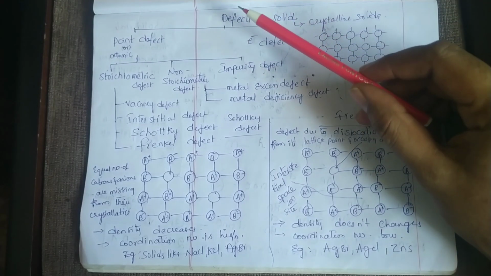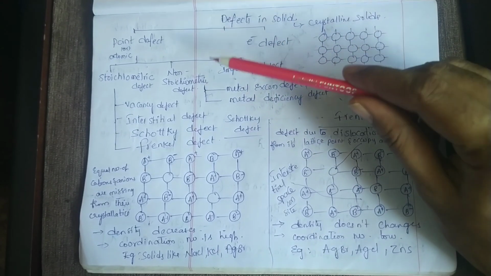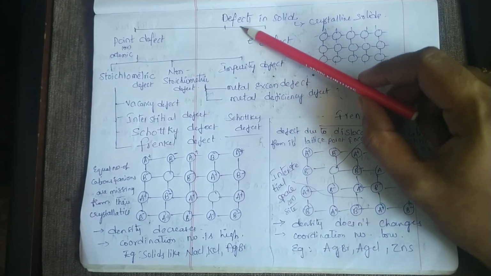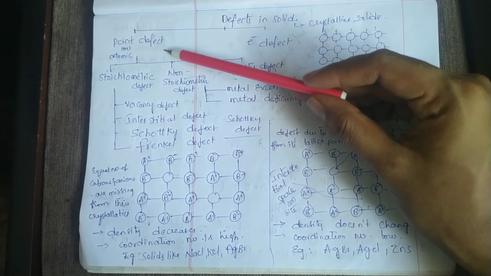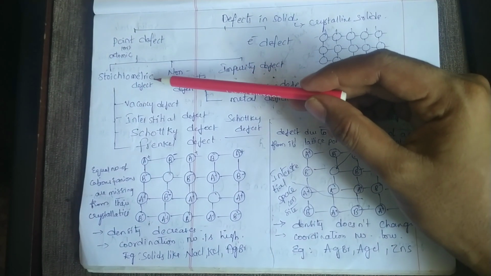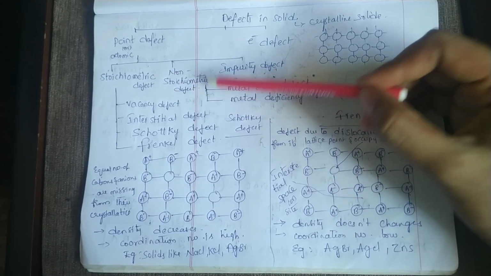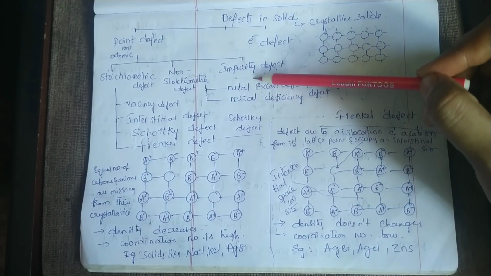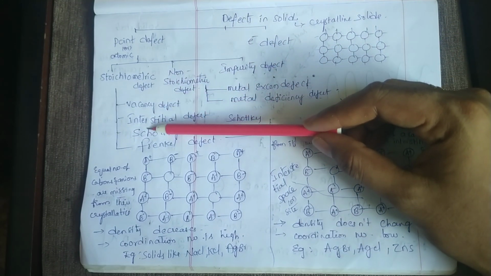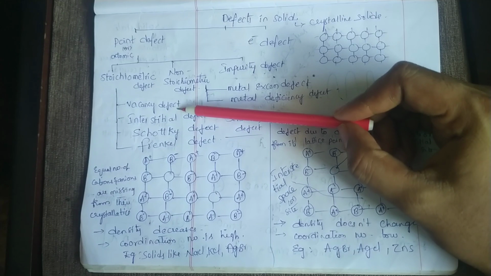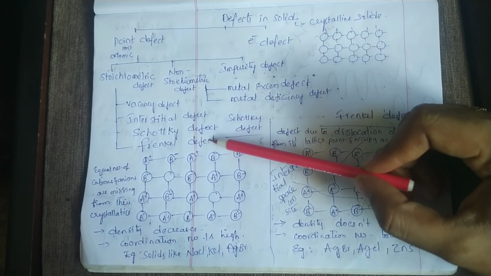So now coming to defects. Defects in solids. Defects are divided into two types. They are point defects and electron defects. Point defects are again of three types. They are stoichiometric defects, non-stoichiometric defects and impurity defects. Stoichiometric defects are of four types. They are vacancy defect, interstitial defect, Schottky defect, Frenkel defect.